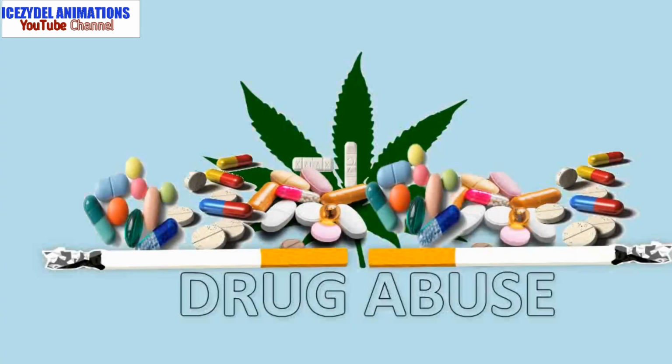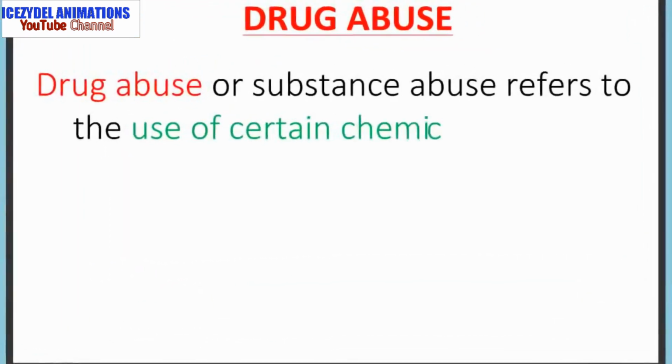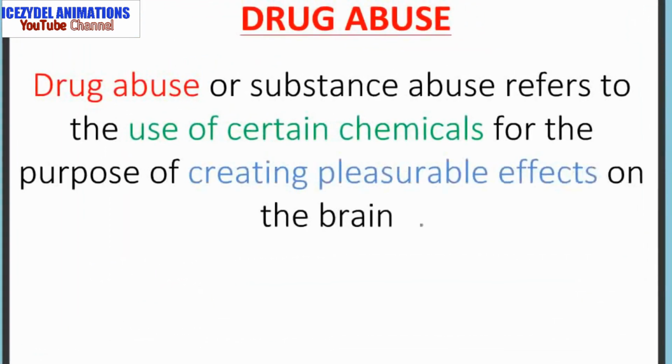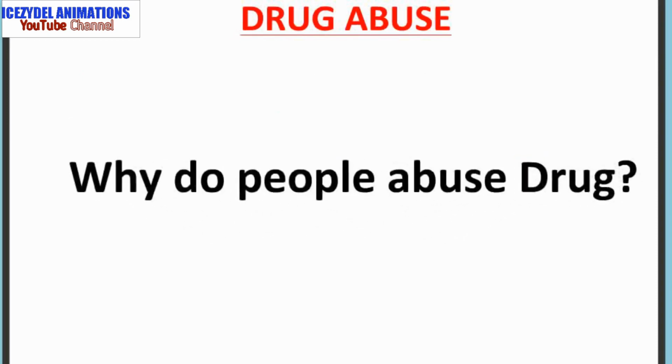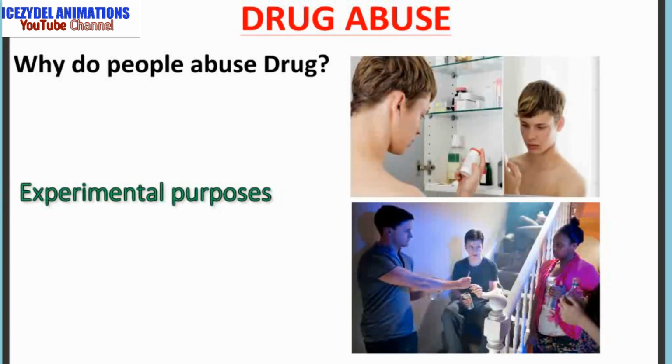Drug abuse. What is drug abuse? Drug abuse or substance abuse refers to the use of certain chemicals for the purpose of creating pleasurable effects on the brain. Why do people abuse drugs? Drugs of abuse are usually psychoactive drugs that are used by people for various reasons, which may include experimental purposes, curiosity, and peer pressure, especially among school children and young adults.